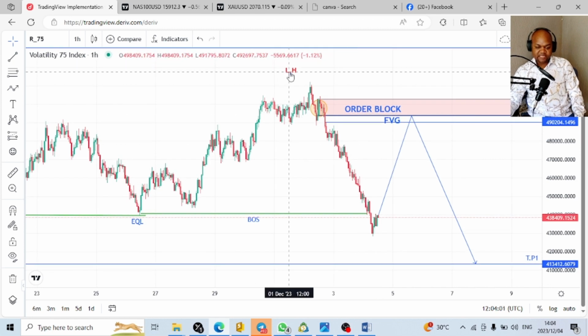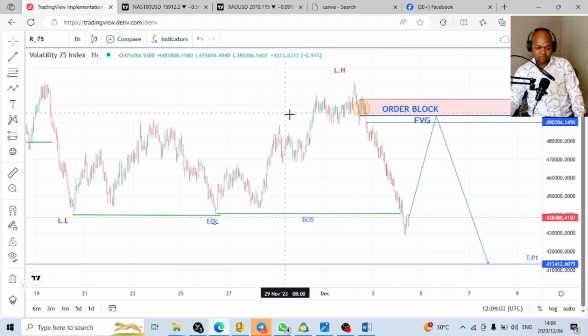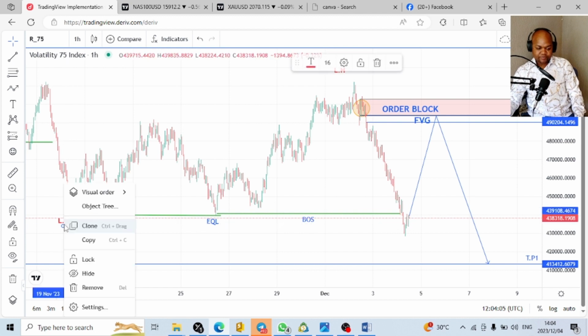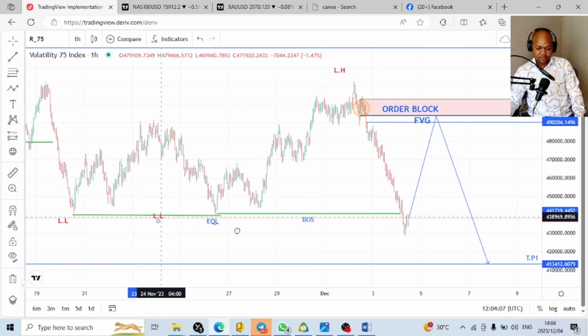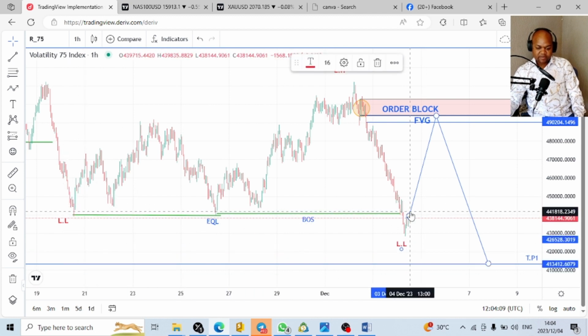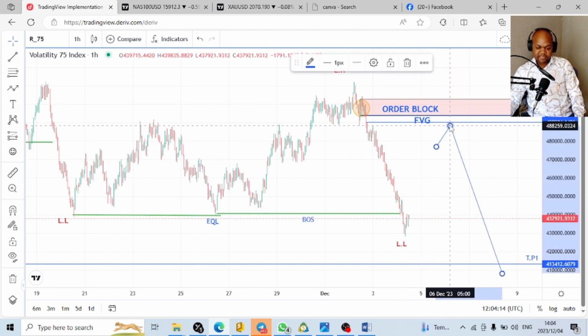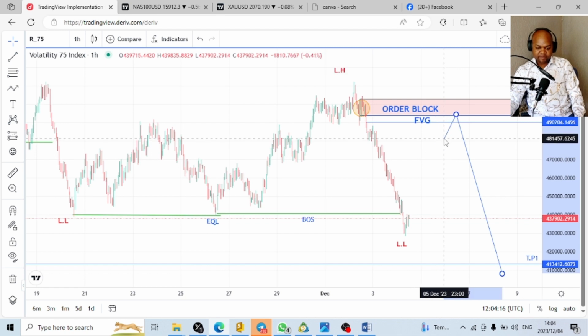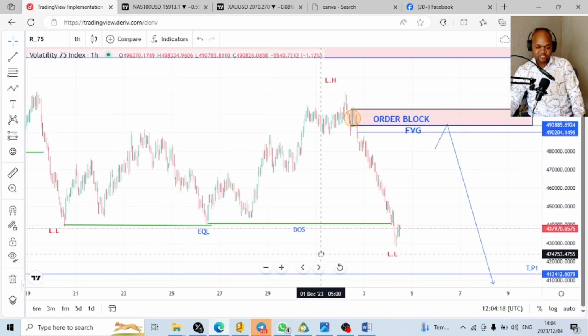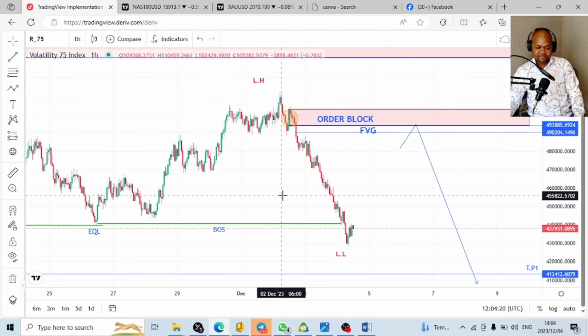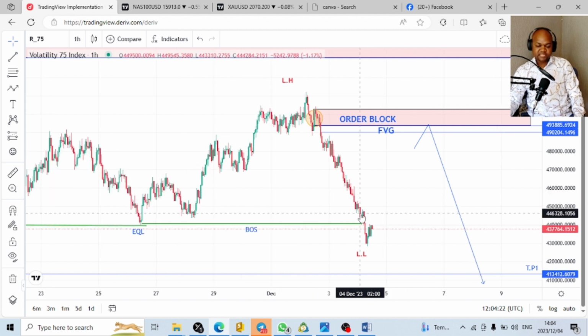So what we can see is that price was able to move and create a new lower low here, and price is likely going to move up and reverse at this fair value gap here. So this is what I'm seeing in Volatility 75.